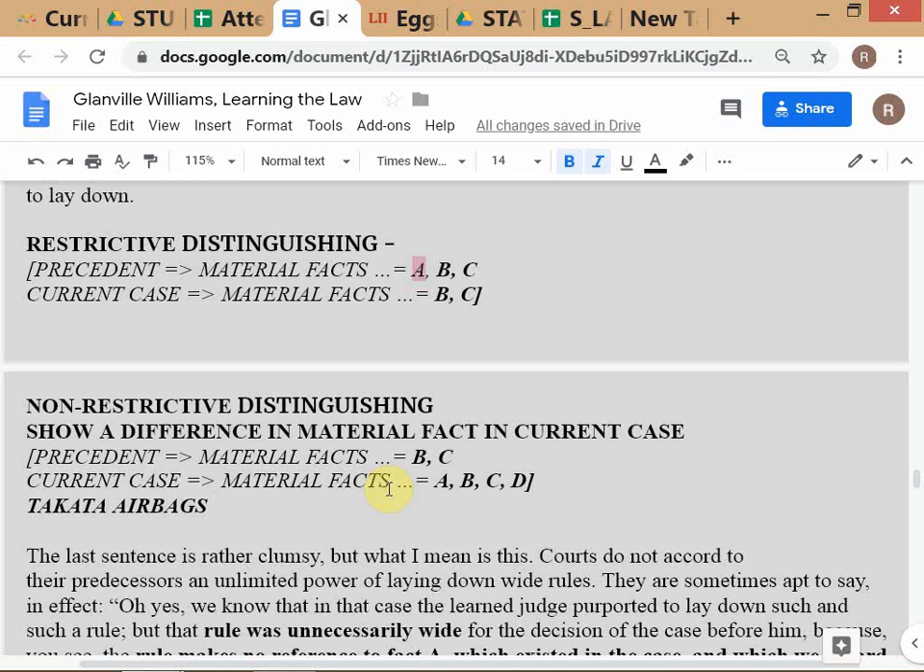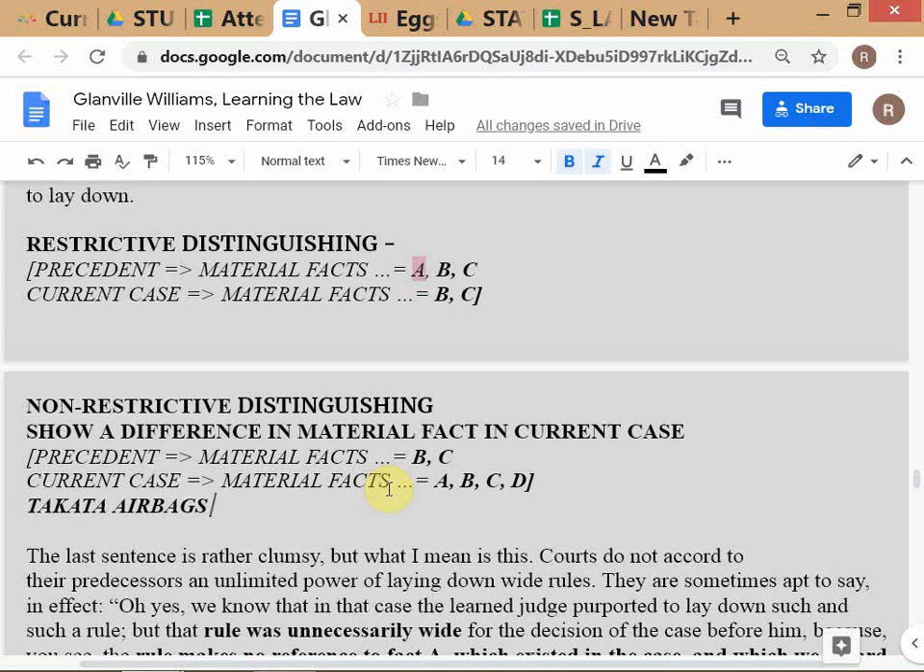You have to find a way to distinguish those cases so that they are not applied to the current judgment which you are fighting for, right? You have to distinguish, differentiate, and thereby show that they are not applicable here. Okay, so the two ways you distinguish are restrictive and non-restrictive.